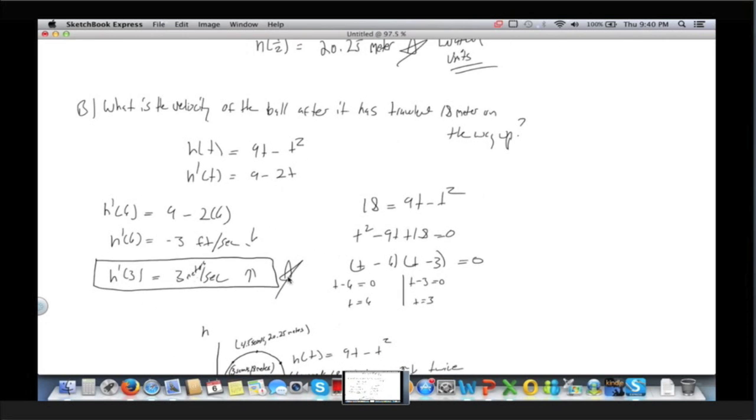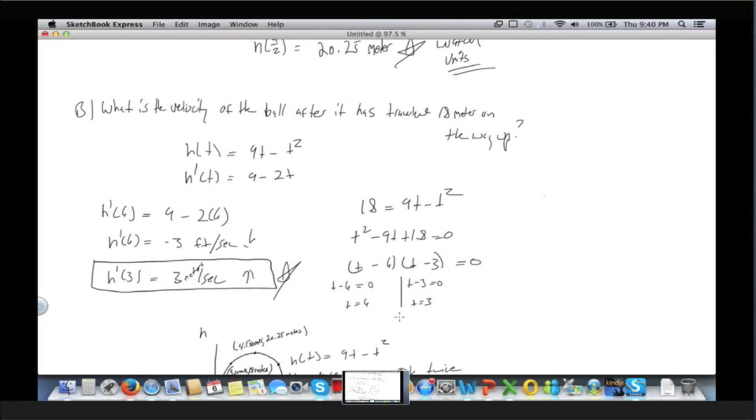So you can see now why the question was written the way it was. They didn't just say, what's the velocity of the ball after it has traveled 18 meters? Instead, they said, after it has traveled 18 meters on the way up. You can see why they had to say that, because it's going to hit 18 meters again on the way down. So they just had to clarify which one they were talking about here. So we can see why we got 2 different answers in this case.